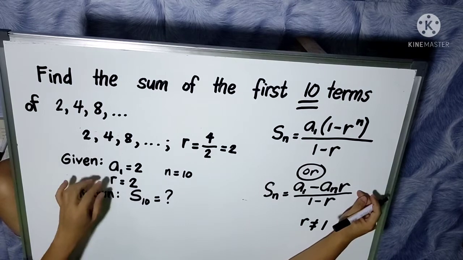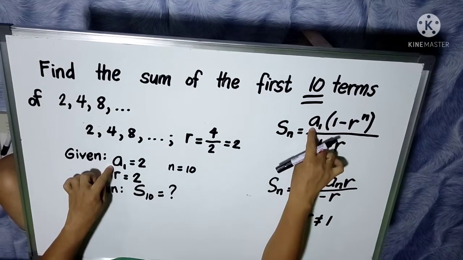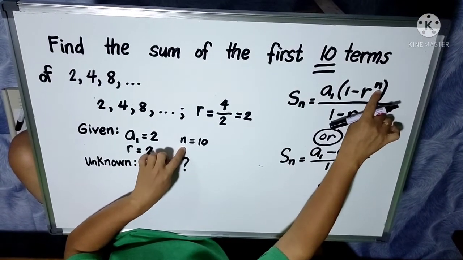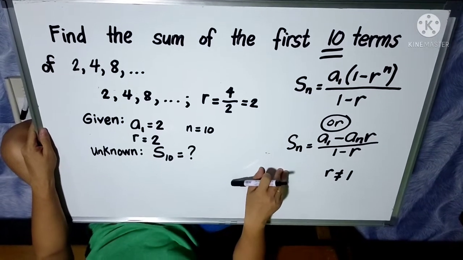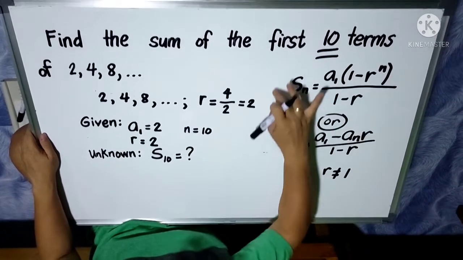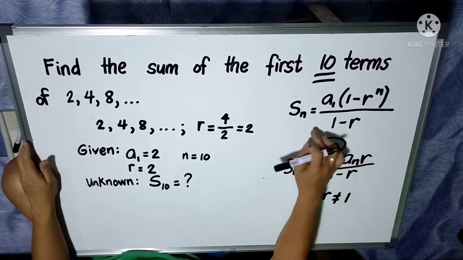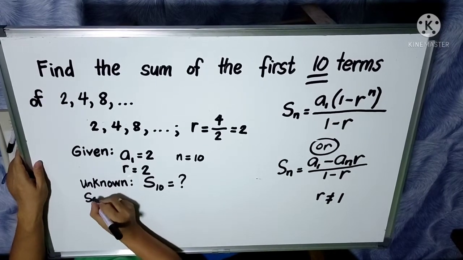If we try this, you have a sub 1, we also have a sub 1 here. R, we have r, and then n, we also have n, which is 10. So between the two formulas, it is more practical to use this because all the given that we have listed down here are found in the formula. So, proceed to your solution now.